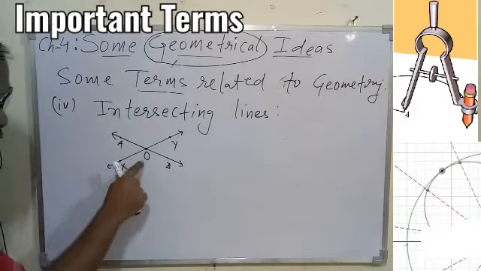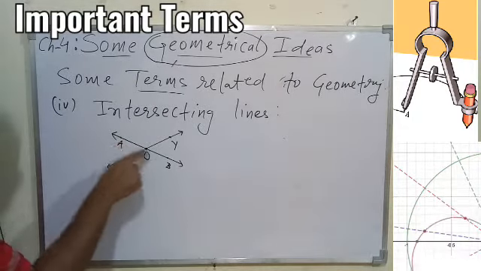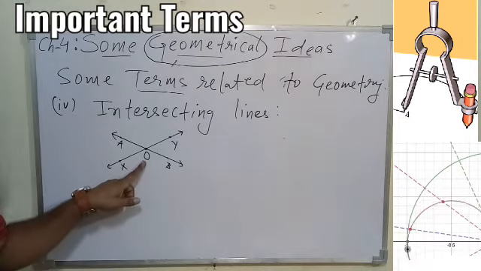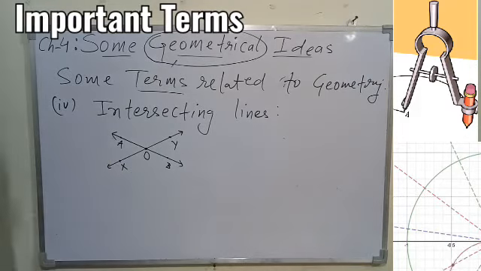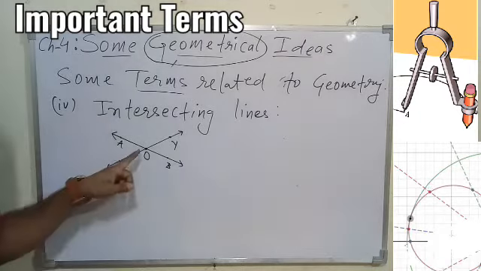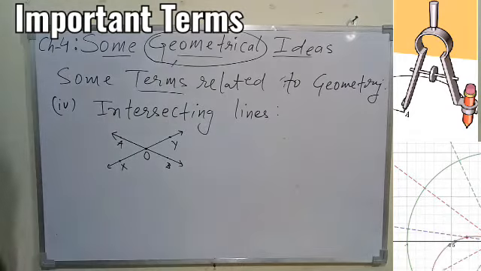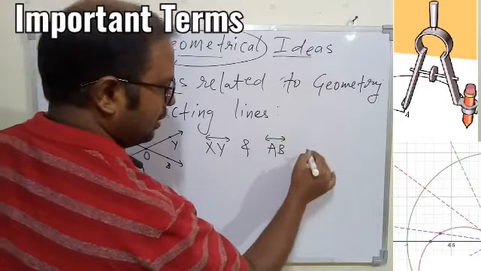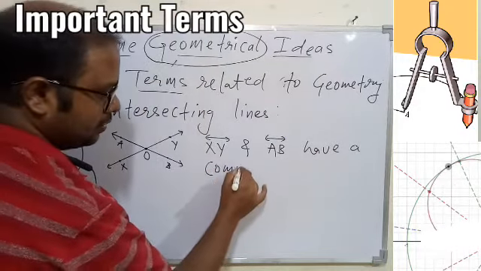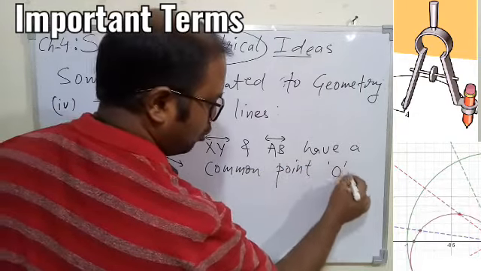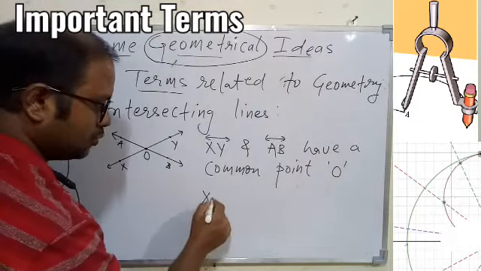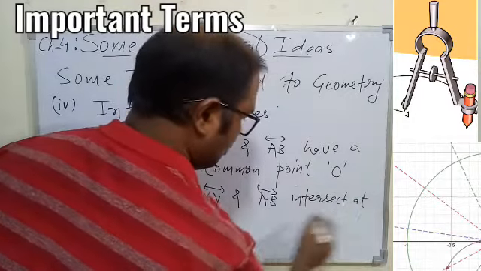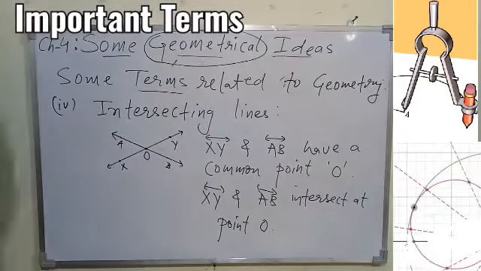So what we see, this point O is a part of line AB also, because this point is lying on this line AB, and this point O is also lying on the line XY. So we can say this point O is common for both the lines AB and XY. So if two or more lines have a common point, then we can say these lines are basically intersecting. So we can say here XY, that is a line, and AB, a line, have a common point, that is nothing but O. Okay, so we can say XY and AB intersect at point O. So that is the meaning we have.